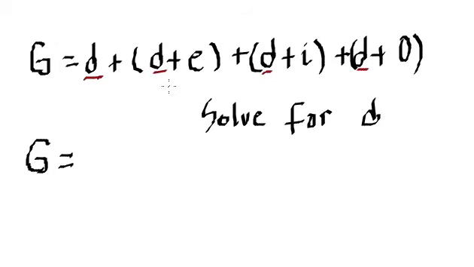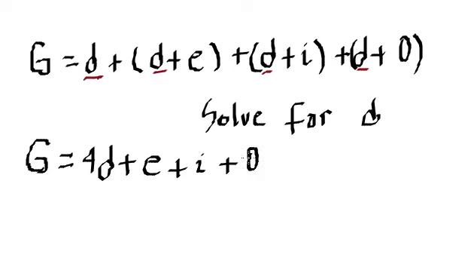Right. Those are like terms, and what other? That's all we got for like terms. So we want to go ahead and simplify that. So we have 1D, 2Ds, 3Ds, and 4Ds. So we have 4D plus, and then we have this E here, so you can just drop the parentheses, plus I and plus O. Right, so we're solving for D.